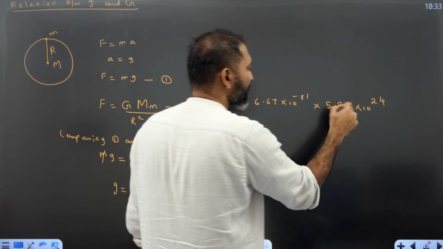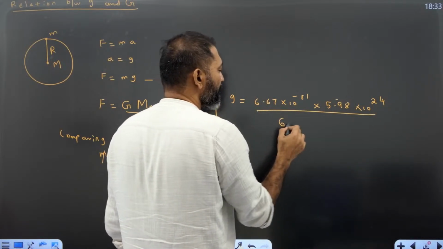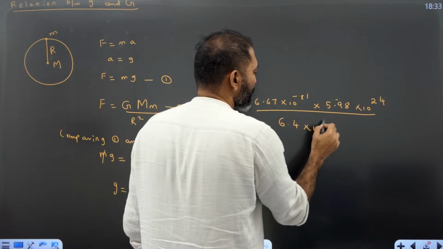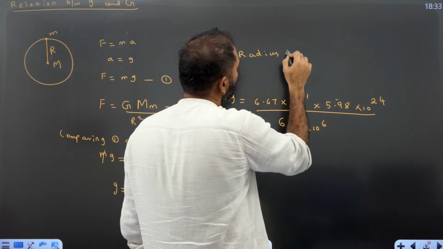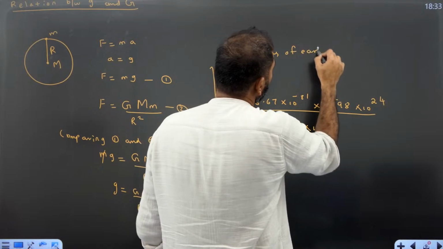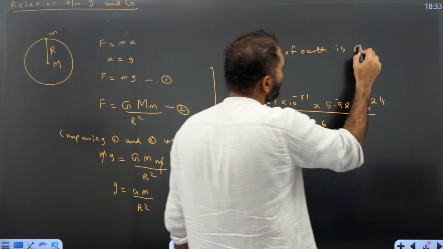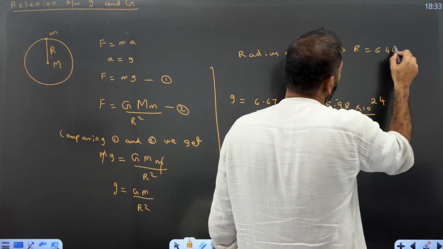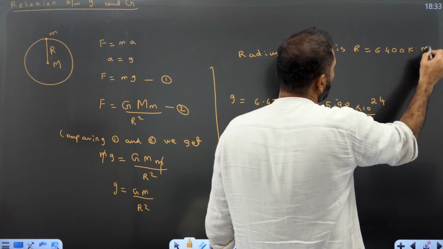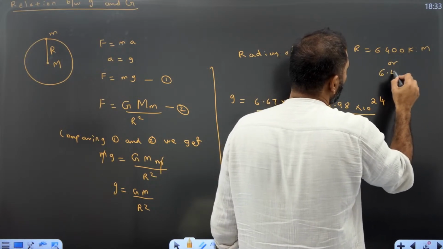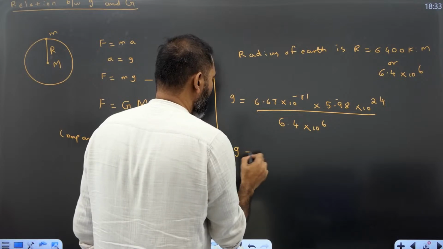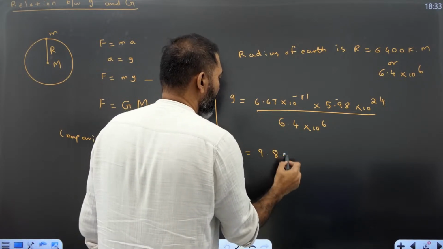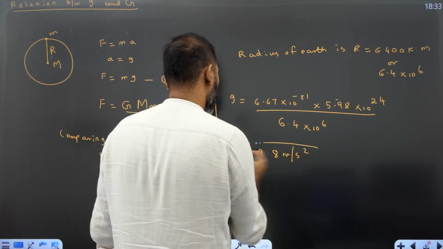Some teachers write it as 6. And radius of the earth is 6.4 into 10 raised to 6. Remember, radius of earth is 6,400 kilometer or 6.4 into 10 raised to 6 meter. If you substitute all the values, then you will get what? g equal to 9.8 meter per second square.